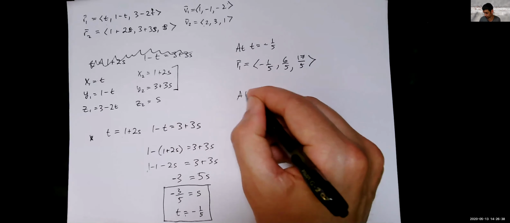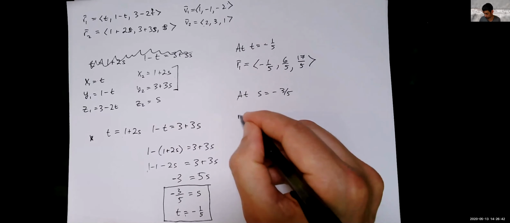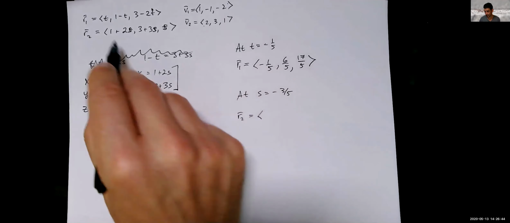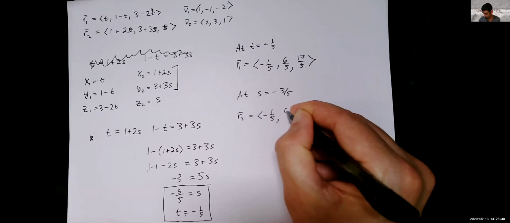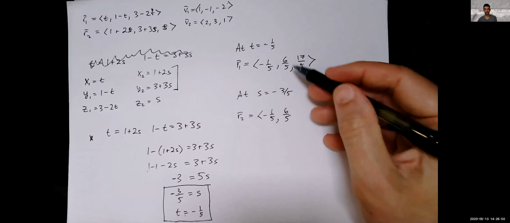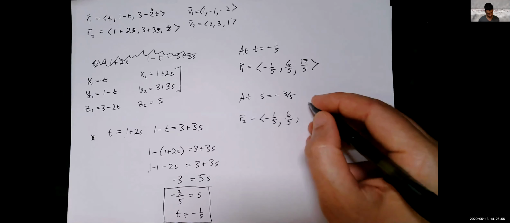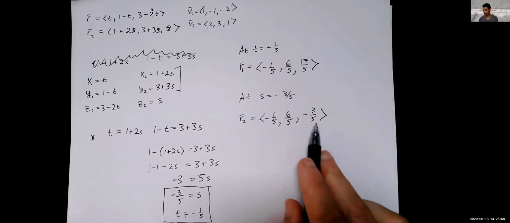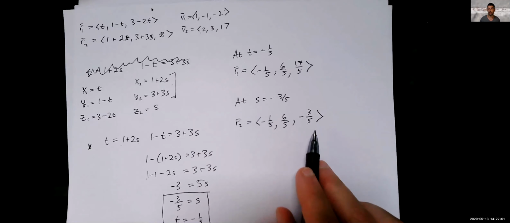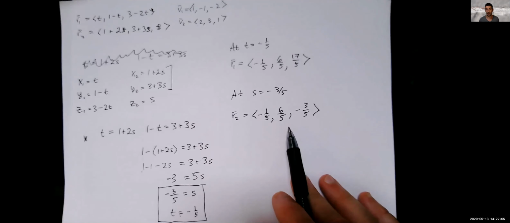Let's look at R2. At s equals -3/5, we get R2. Again, I'm just plugging in here. It works out to -1/5, 6/5, as we expected, they match in these coordinates. But the last term, the z term, we get -3/5.